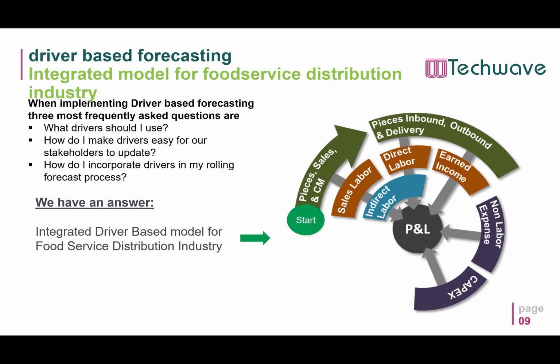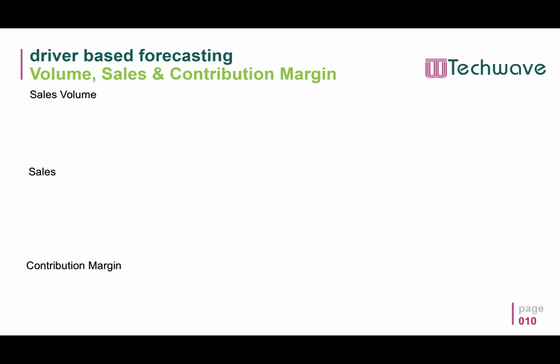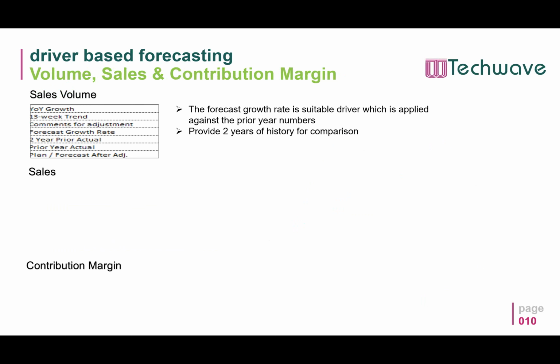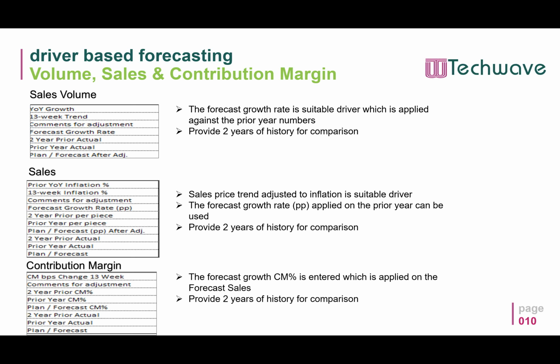So now, with that said, we will go into a bit more detail on each of these components. The next component that we are going to look at is the volume, sales, and contribution margin analysis, right? The top portion of your P&L. For every business, food service we are talking about here, but every business, the sales volume is what drives everything else. And even in the food service industry, that's the case.